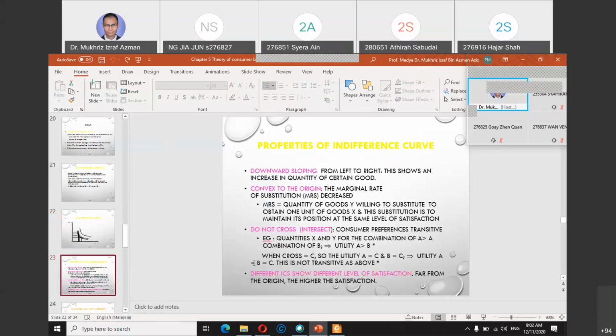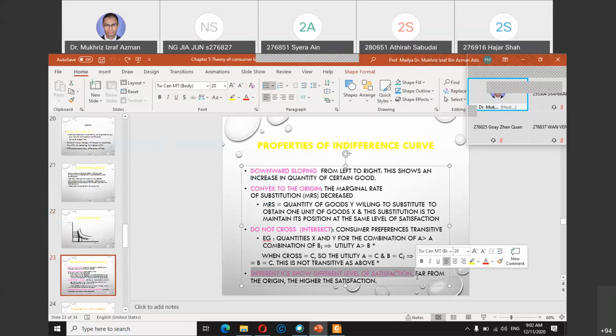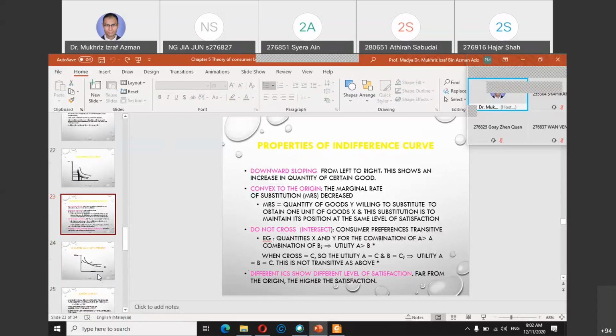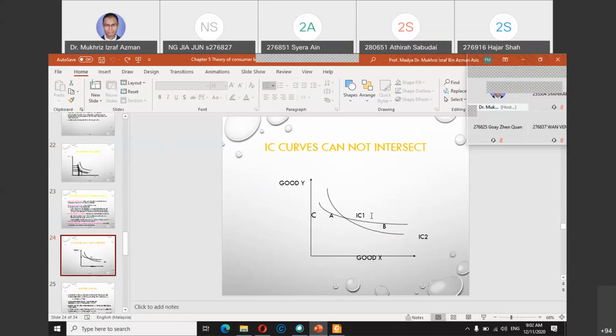So that's what this last point means. Different ICs show different levels of satisfaction. Different indifference curves give you different total utility. The farther from the origin, the higher the satisfaction. So the higher the indifference curve is, the higher your satisfaction. This is what it means when we say two indifference curves cannot intersect.